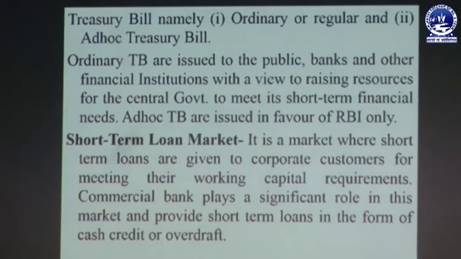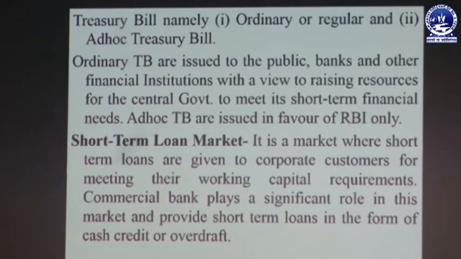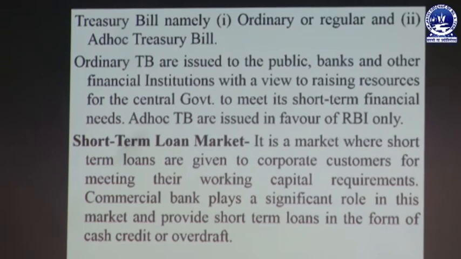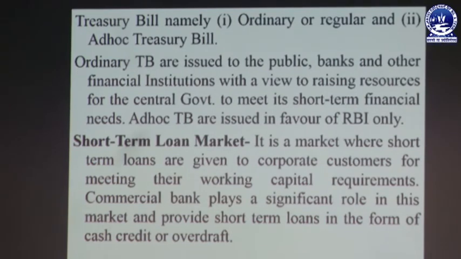So, there are two types of treasury bill, one is ordinary or regular treasury bill, second one is ad hoc treasury bill. Ordinary treasury bills are issued to the public, banks or other financial institutions with a view to raising resources for the central government to meet short term financial needs. So, when central government is in need of short term funds, in that case ordinary treasury bill or regular treasury bill is issued, and ad hoc treasury bills are issued only in favor of the Reserve Bank of India.